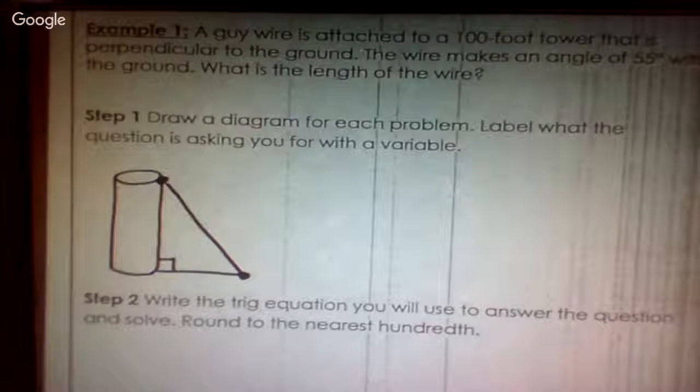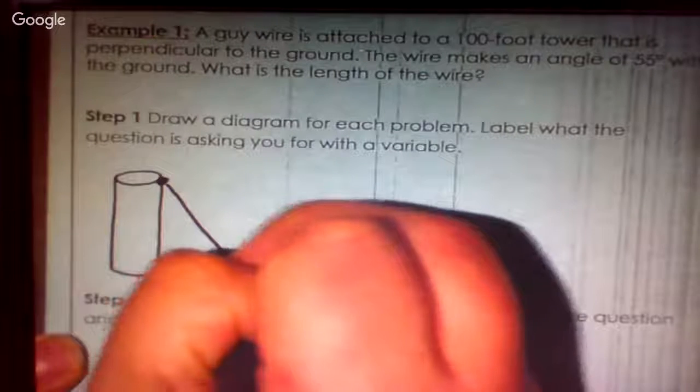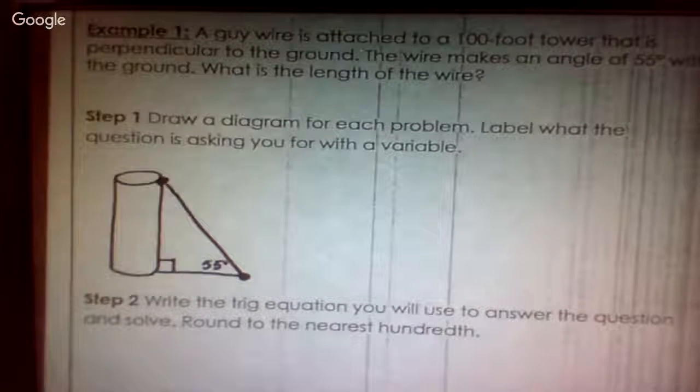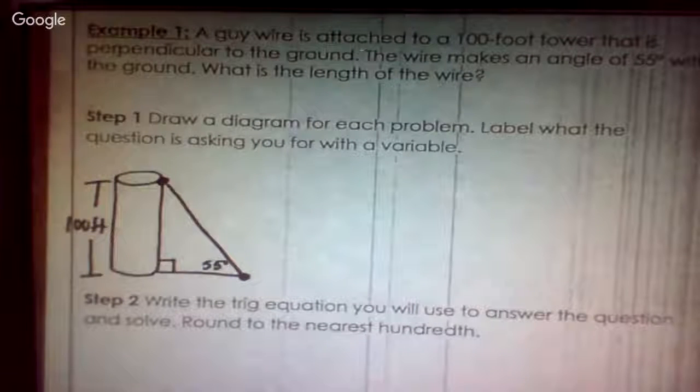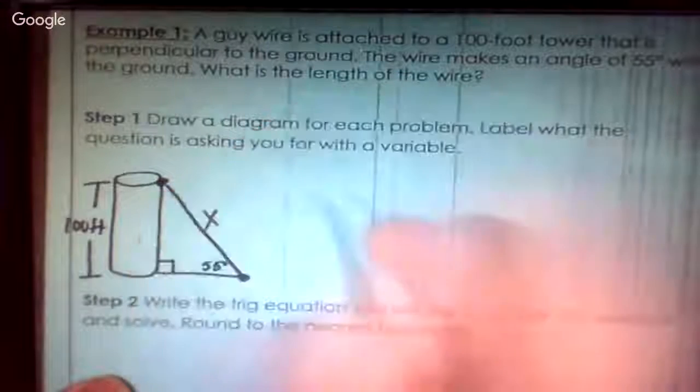Okay, the wire makes an angle of 55 degrees with the ground. So 55 should go down here, the angle between the wire and the ground. What else do we know? We know that the tower is 100 feet tall. So this is 100 feet. That's the two pieces of information we know. What do we need to find? The hypotenuse. That's the length of my wire. My wire's here, so this is what I'm solving for.